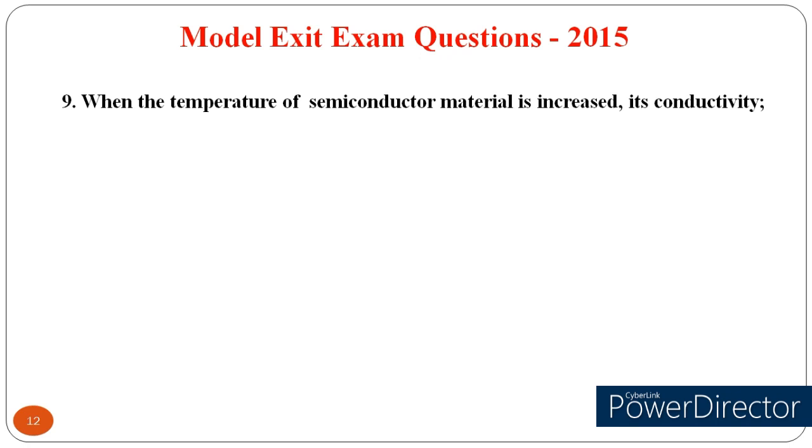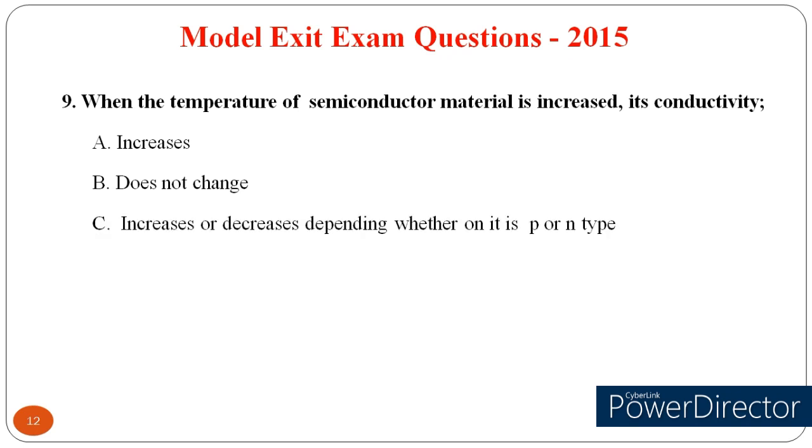When the temperature of semiconductor material is increased, its conductivity: A, increases; B, does not change; C, decreases depending on if it is P or N type; D, decreases.